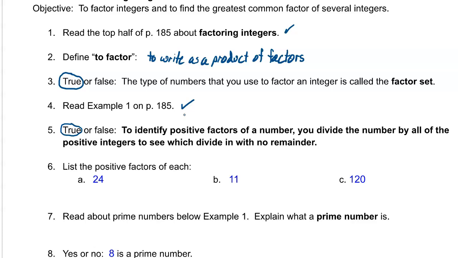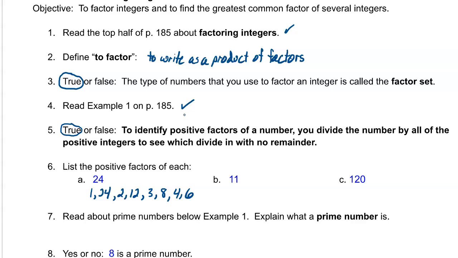Start with 1 and divide 24 by 1. You get 24. So 1 and 24 are factors of 24. Now try 2. Does 2 divide evenly into 24? Yes, it does, making 12. So 2 and its counterpart 12 are factors of 24. Now try 3. 3 divides into 24, creating 8. So the number 3 and the number 8 both divide into 24. Try 4. 4 times 6 is 24.